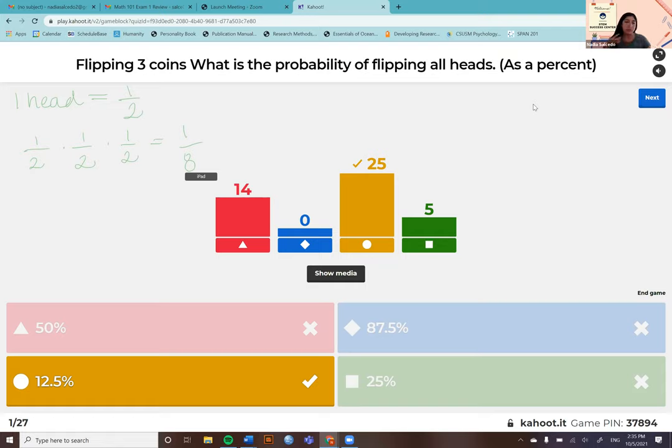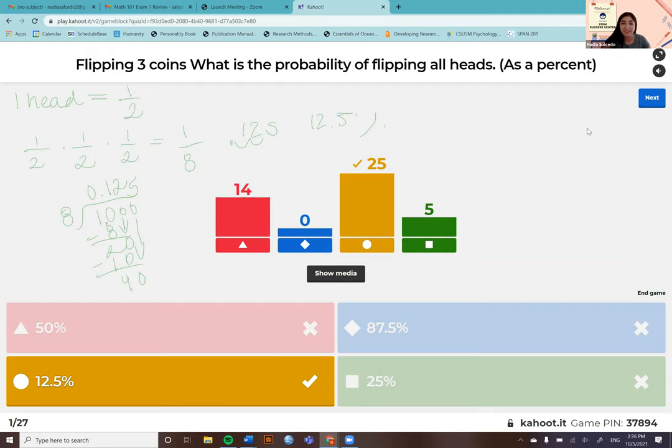Then to turn that into a percent, from fraction to decimal, we have to divide. So long division. 8 can't go into 1, so we put a 0. Sorry, 8 can go into 10. It can go one time. 8. Then 2 times, 16. And then 5 times. So it's 0.125. And that as a percent is 12.5%, which would be the yellow.